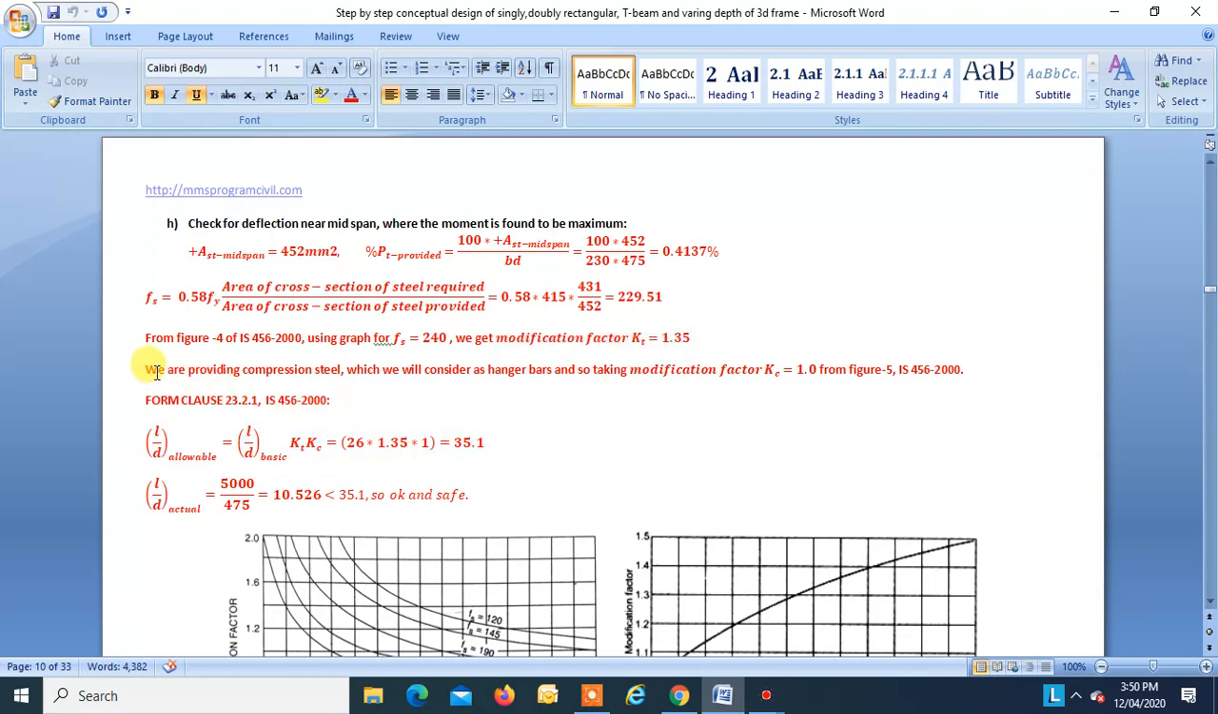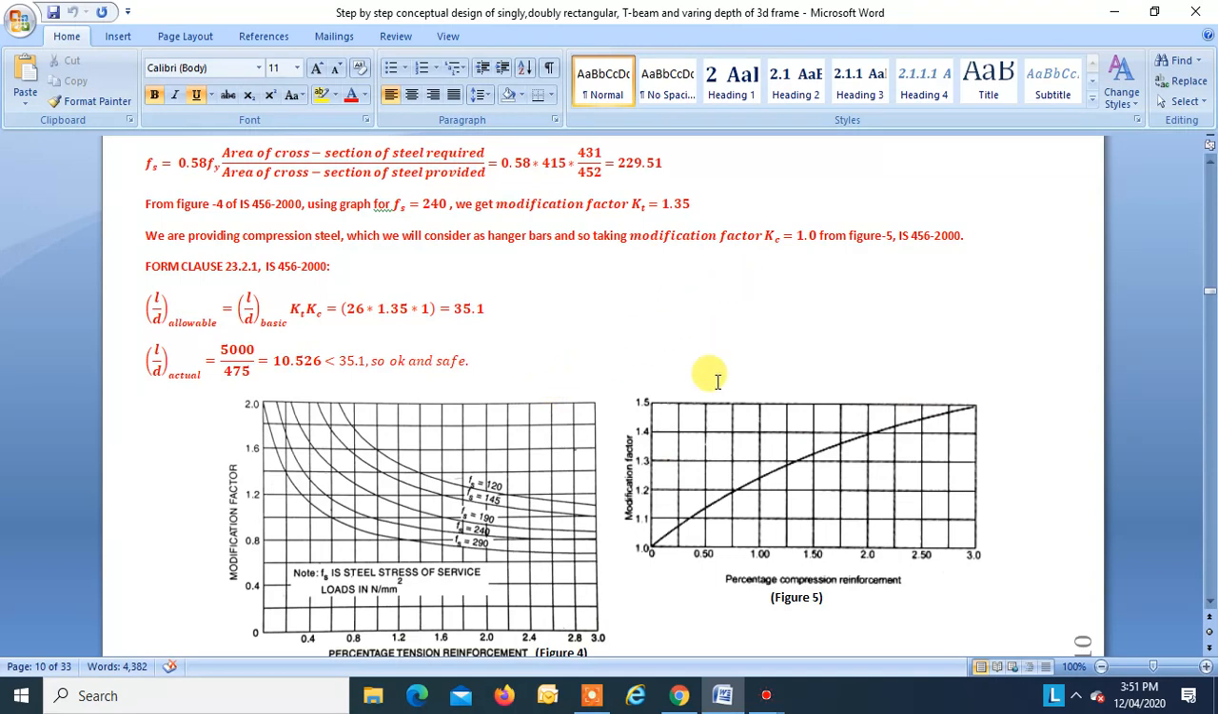Okay, now we are providing compression steel which will be considered as hanger bar. Because at the midspan the section is a singly under-reinforced section. So though we are providing the compression bar at top, of course this assumption is a little bit on the conservative side, but still we are not considering that top bars are taking any part in the resistance moment, right? So we are assuming that there is no compression steel, and the steel provided at top are hanger bars, just to keep the stirrups in position, right? So when the percentage of compression steel is 0, the factor Kc is equal to 1. So we are taking Kc is equal to 1.